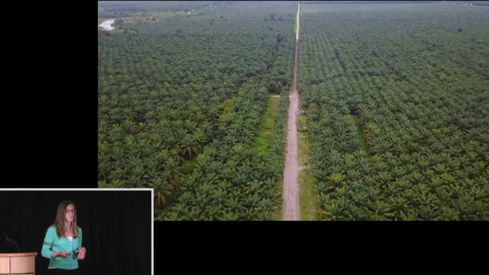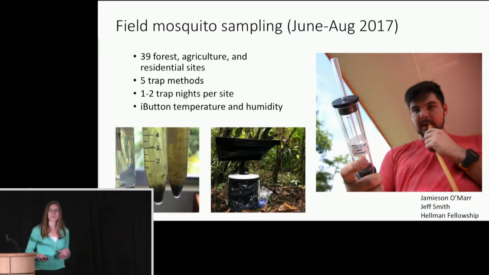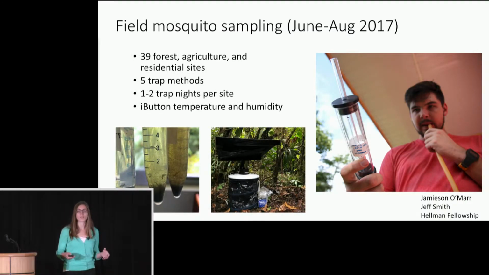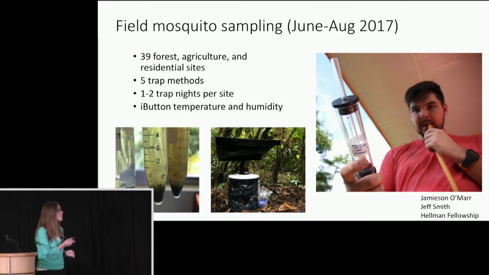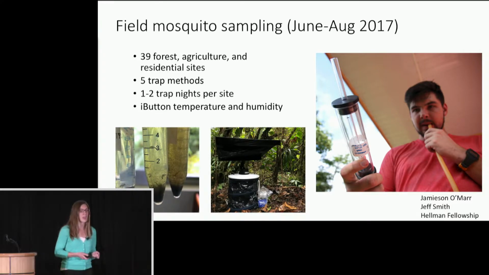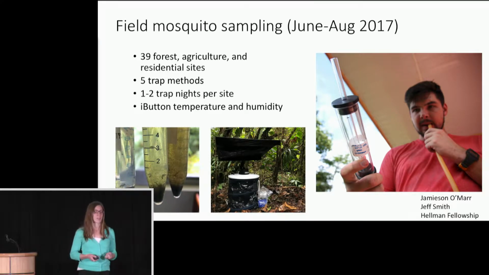And so we went out into the field and extensively trapped in 39 sites across a gradient of land use and also a range of predicted suitability from our models. And this effort included a lot of help from undergraduate student Jameson Omar and graduate student from the Daily Lab, Jeff Smith. And so we combined 5 trapping methods and measured microclimate in each of these sites. And a lot of this work was supported by a Hellman Fellowship from Stanford.